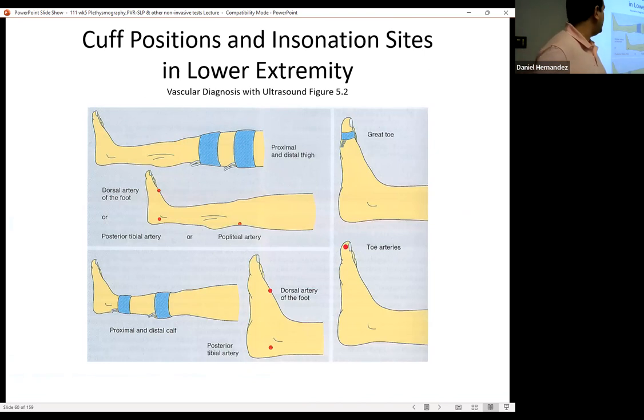These are just the insonation sites. So our posterior tibial artery, dorsalis pedis artery. If the patient doesn't have either one of them, if you can't find those pulses, maybe that artery is occluded, maybe there's no flow, then you can go up to the popliteal, try and insonate the popliteal and at least get pressures for your 2 thigh cuffs. So that's always an option.